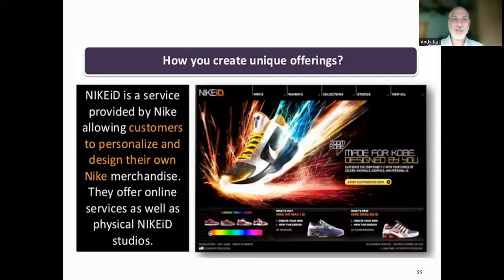How you create unique offerings. Nike ID is a service provided by Nike, allowing customers to personalize and design their own Nike merchandise. They offer online services as well as physical Nike ID studios. Okay, this is something that brings customers close to the company. Why? Because customers act as innovators themselves. They create a new product out of something that we give to them as a basic product. And in that way, this becomes very, very personalized for them, okay?